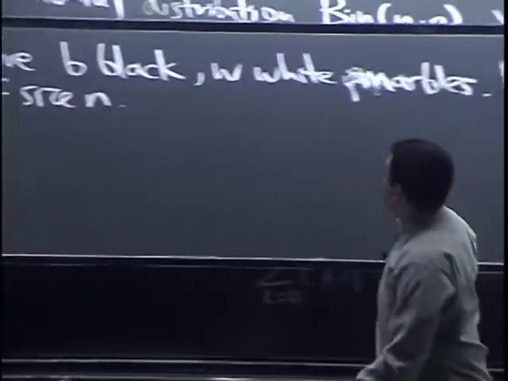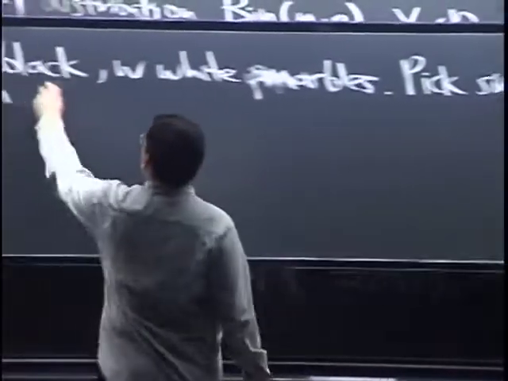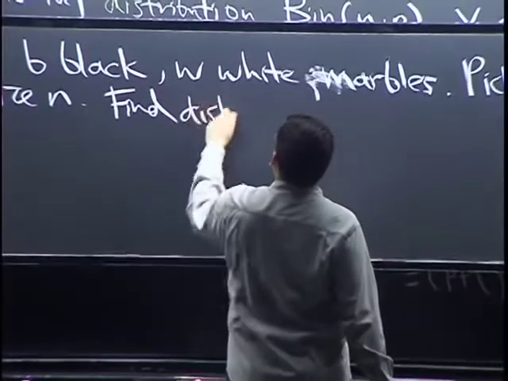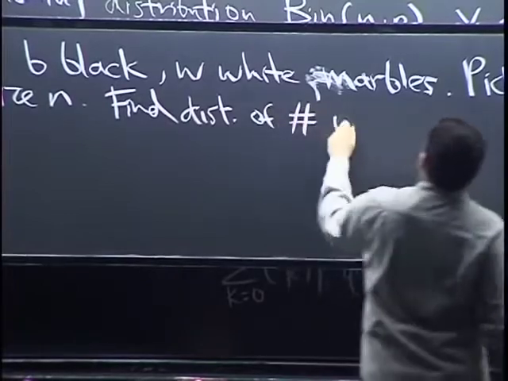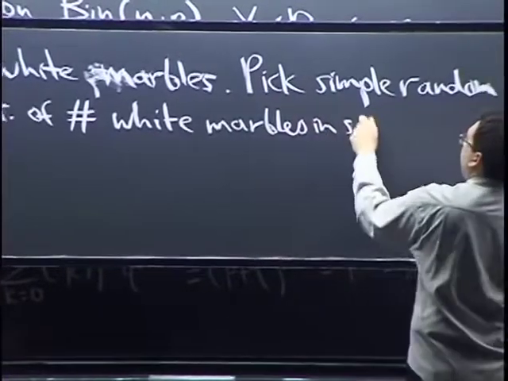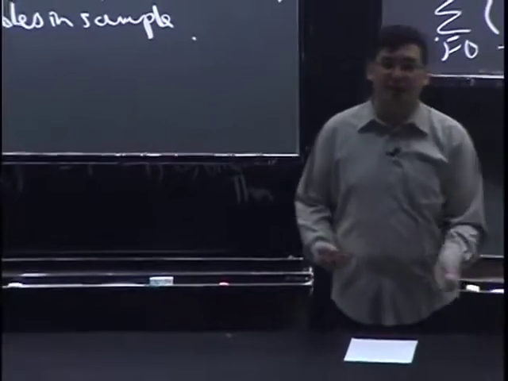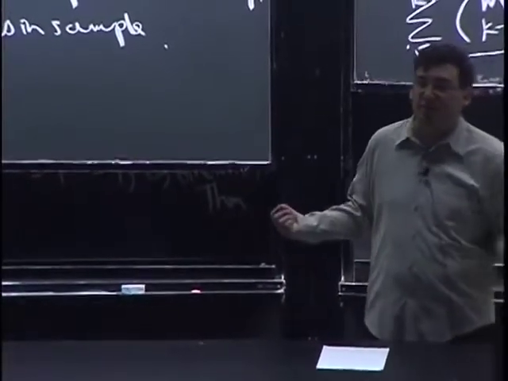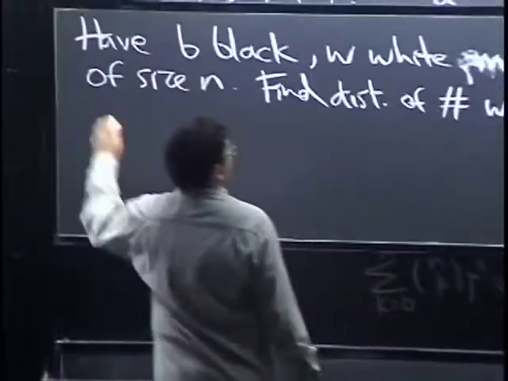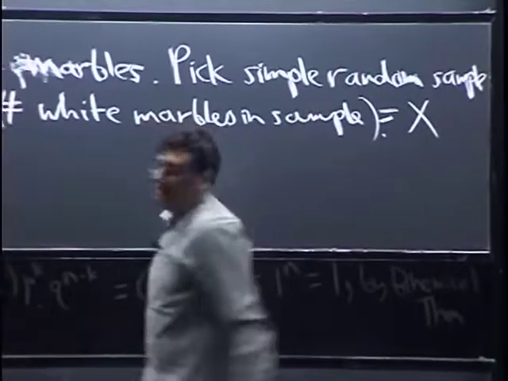Okay, so then the question is, what's the distribution of the number of white marbles in the sample? Notice again, that's exactly the same as the elk problem and the ace problem, where instead of thinking of tagged and untagged, we're thinking of white and black, but it's just the same problem. Okay, so we can immediately write down the answer. Let's call this x. That's our random variable.